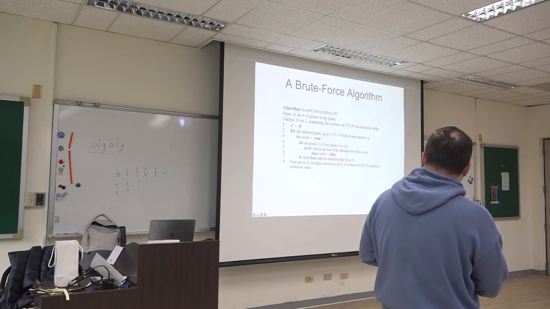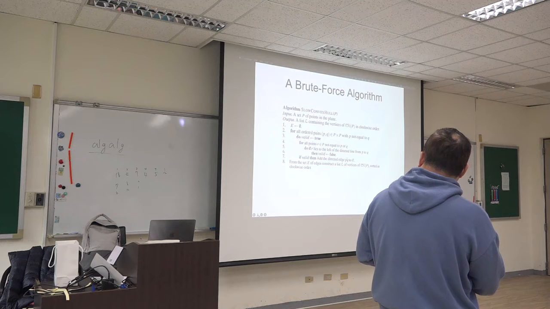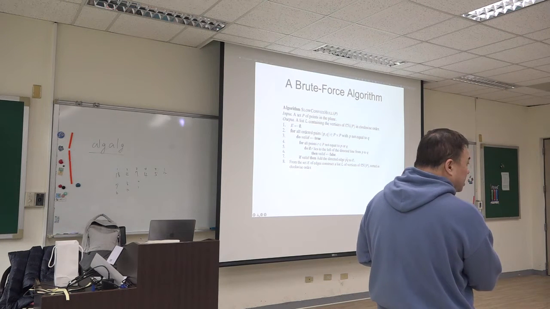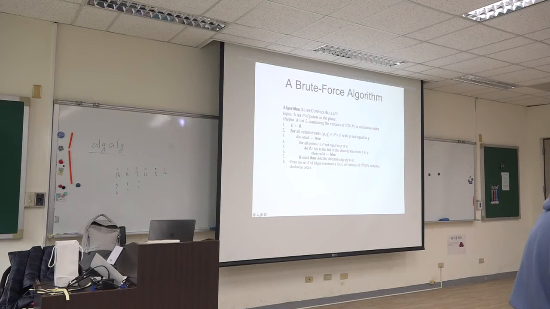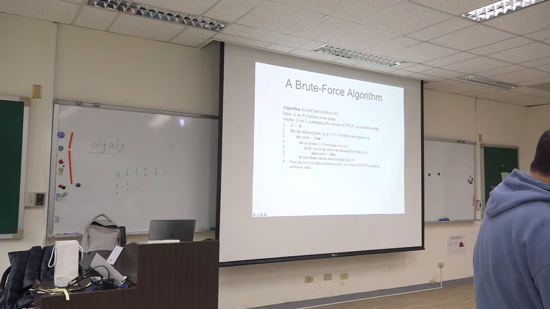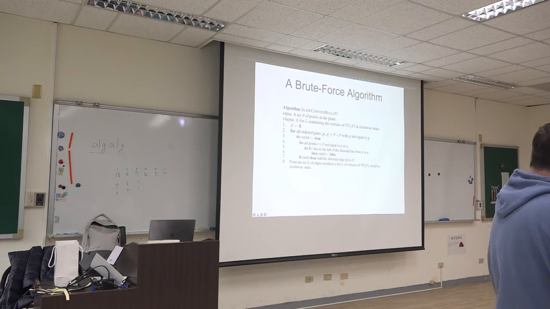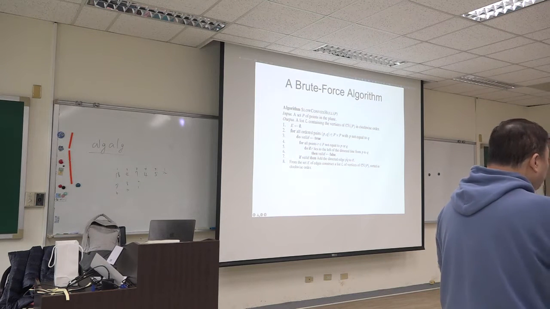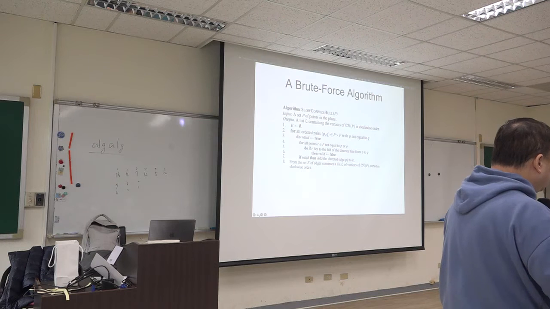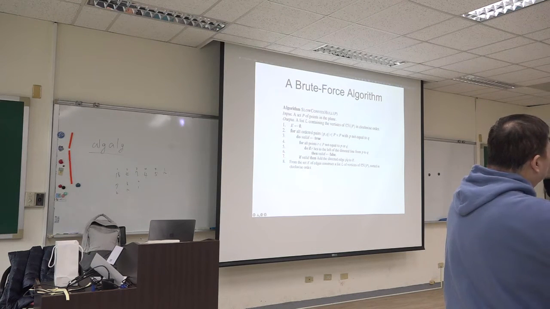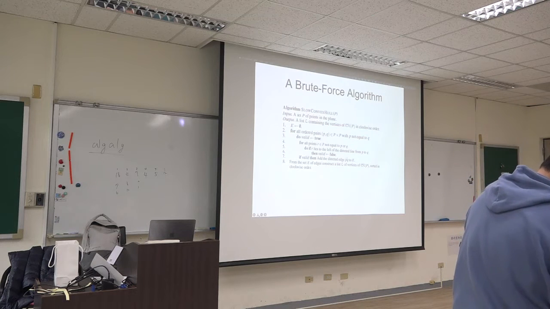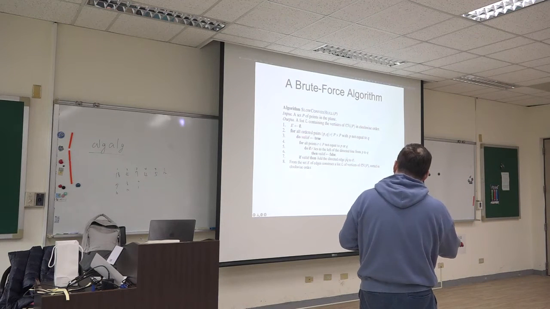Because we consider all the ordered pairs, right? So for all ordered pairs, this for is a loop. So how many times do we run this loop? We have n number of points, so it's n times n minus 1. It's not cn squared. No, it's n times n minus 1 because we consider all the ordered pairs. So pq and qp are considered differently. So we run this loop almost n squared number of times.